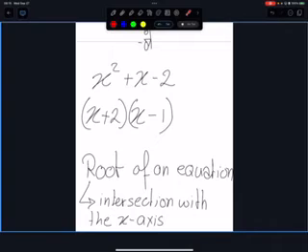Mm-hmm. We do not write the 1 anymore. We don't write 1x. We just write x. Same with x squared. We don't write 1x squared.